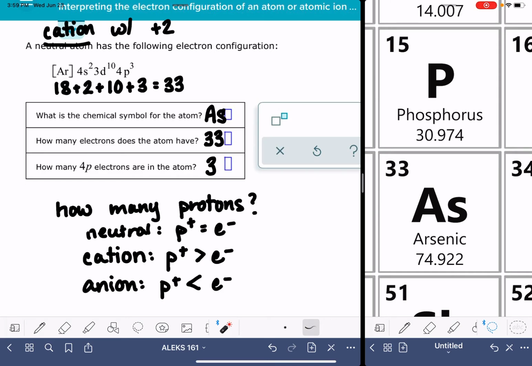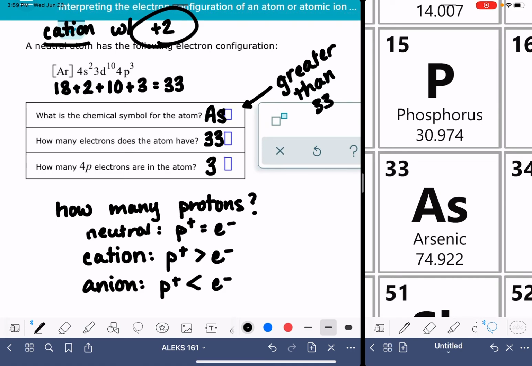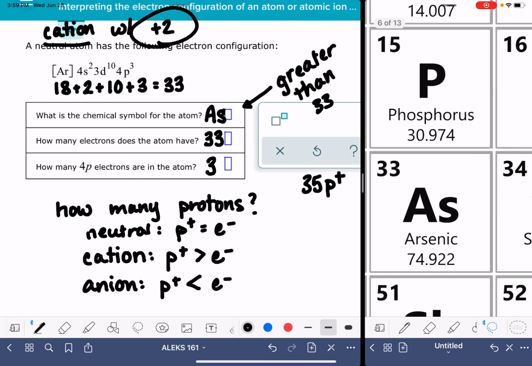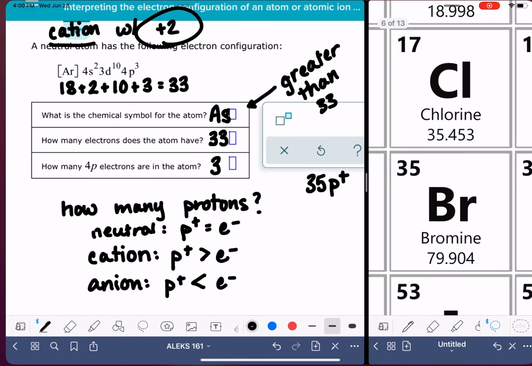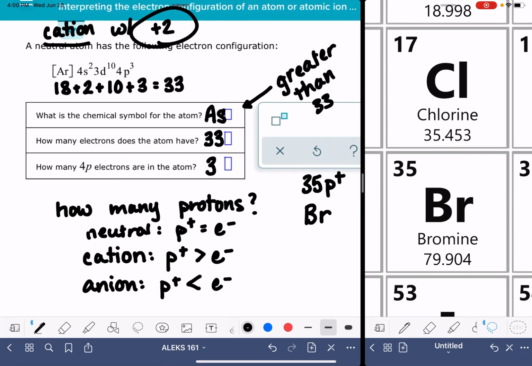What would I do in that case? So if I had a cation with a charge of +2, that would mean that I have more protons than electrons. So that means my number of protons is going to be greater than my number of electrons, which is 33. And the magnitude of the charge is telling me how much greater it is. So greater than 33 by 2 would mean that I would have 35 protons. Then I would go to the periodic table to find element number 35. That's bromine. And then also I would remember I have to include the charge when I write the symbol for the bromine in this box right here.